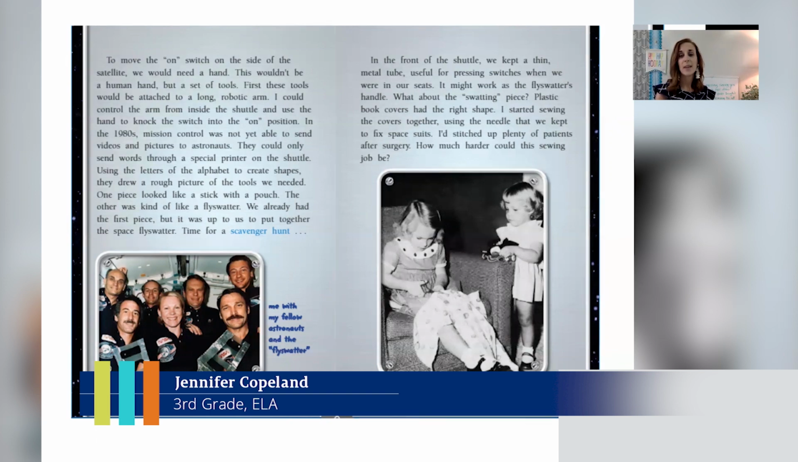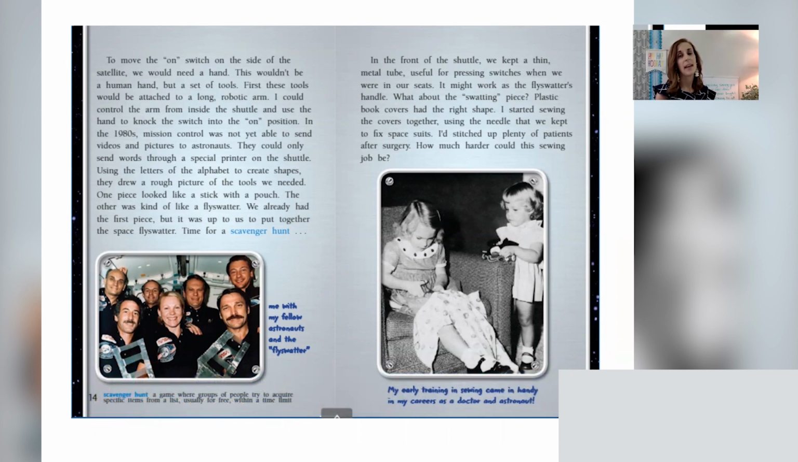And again, I see a picture of her when she was a little girl. The picture or the caption says, "My early training in sewing came in handy in my careers as a doctor and astronaut." All right, think with me.